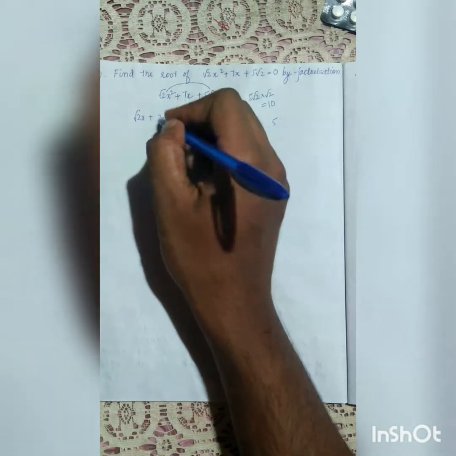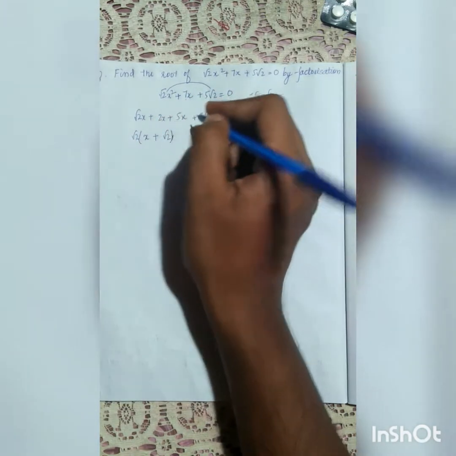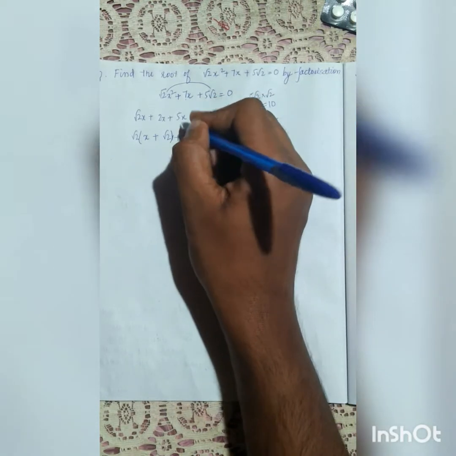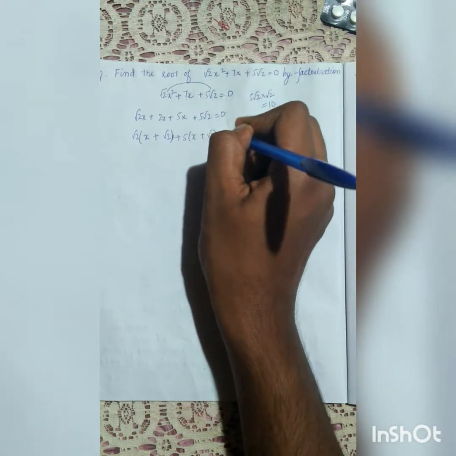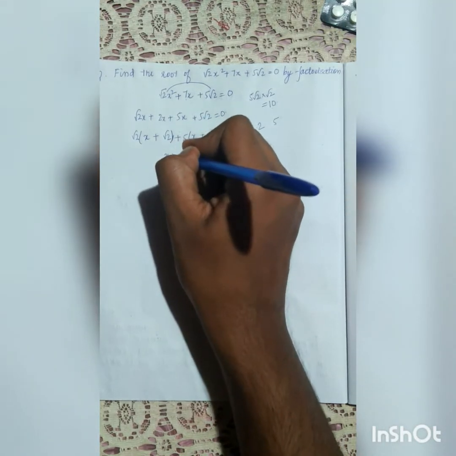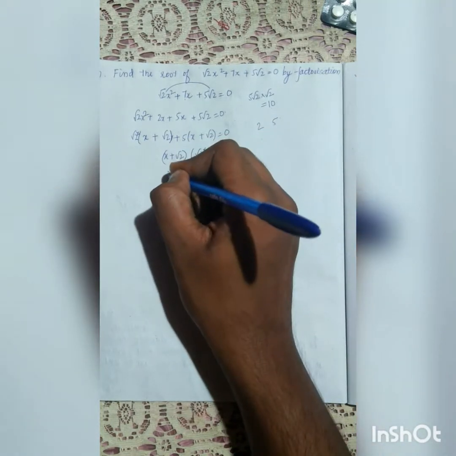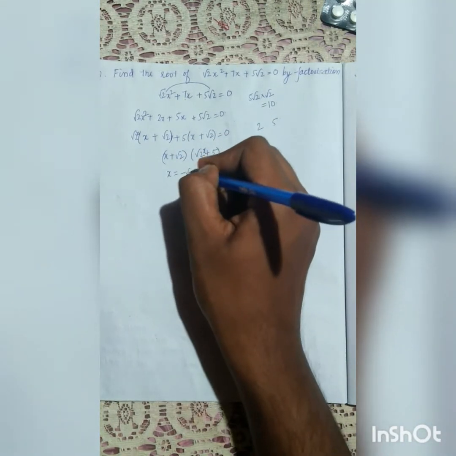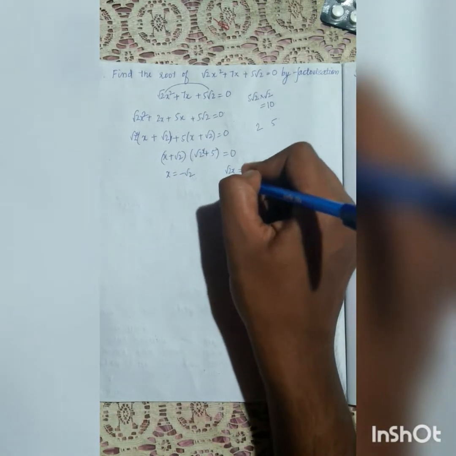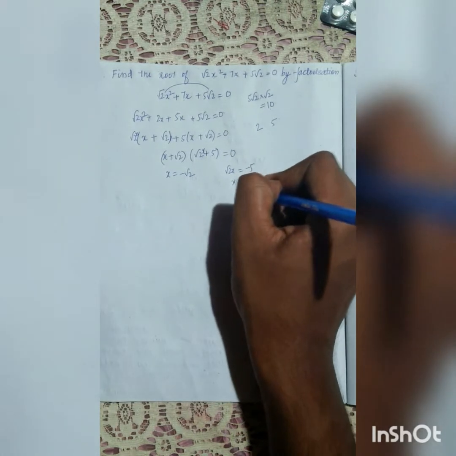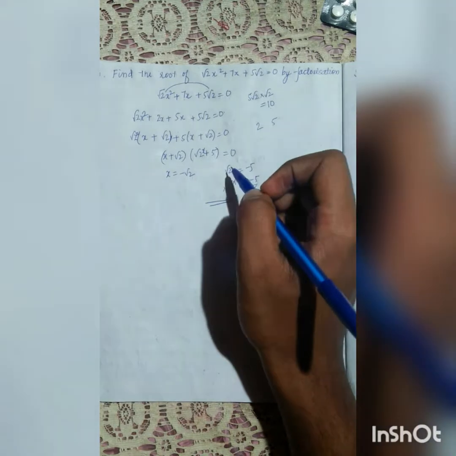Taking root 2x common from the first two terms, we have x plus root 2, plus taking 5 common from the others, we have x plus root 2 is equal to 0. Now taking the common factor under one bracket, we have (x plus root 2) times (root 2x plus 5). Since both cannot be equal to 0 at once, we have x is equal to minus root 2 from this one, and root 2x is equal to minus 5, so x is equal to minus 5 upon root 2. So these are both roots of this quadratic equation by factorization.